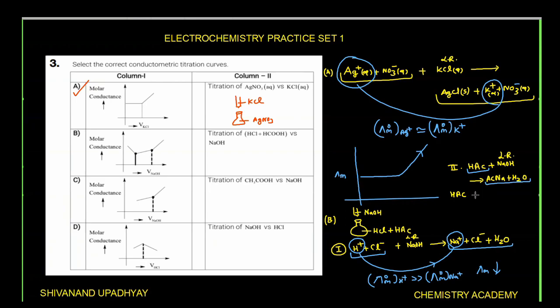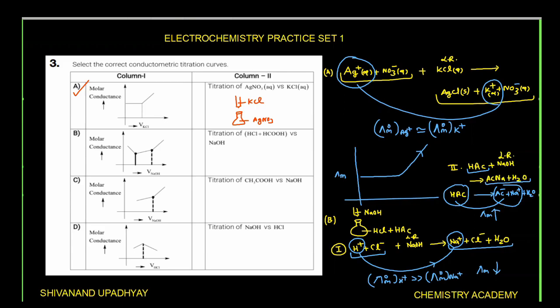So HAc, which is a molecule, is now replaced by the ions Ac minus and Na plus, because water is a bad conductor, right? So there is no effect of water. So we can say that a molecule, a non-conducting thing, is replaced by a conducting thing. So lambda m should increase in this portion. So initially lambda m will decrease, then lambda m will increase, and when the second reaction is also over and we further add the base into the solution, then again lambda m should increase, right?